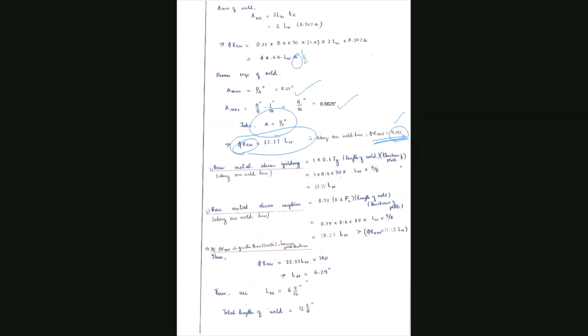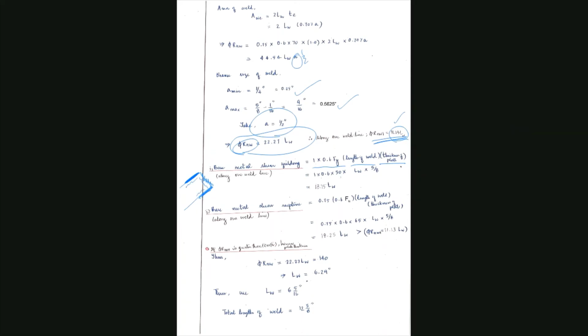So now you need to check the base metal yielding, which is 1 times 0.6 Fy times length of the weld times thickness of the plate. When you're doing the base metal yielding, you just have to consider any one of the welds which is lying on this side or this side. You don't have to worry about the weld over here because tension does not control. Okay, you're worried about the shear in this part.